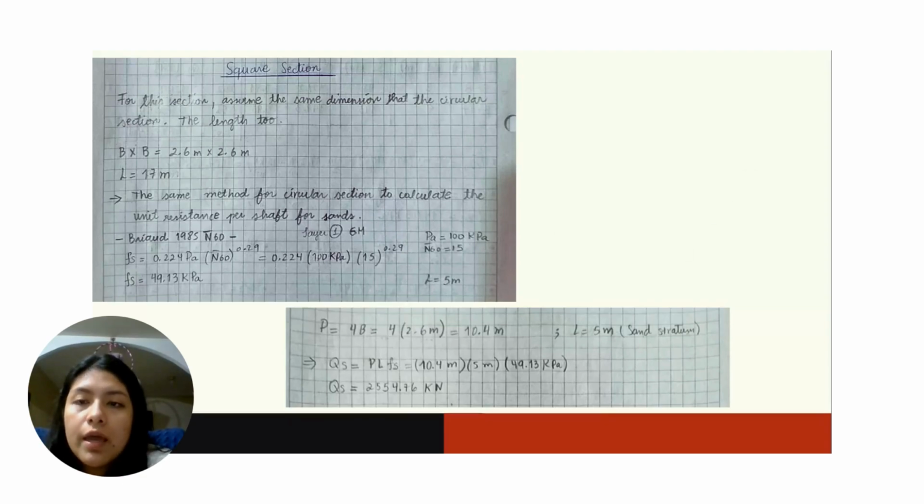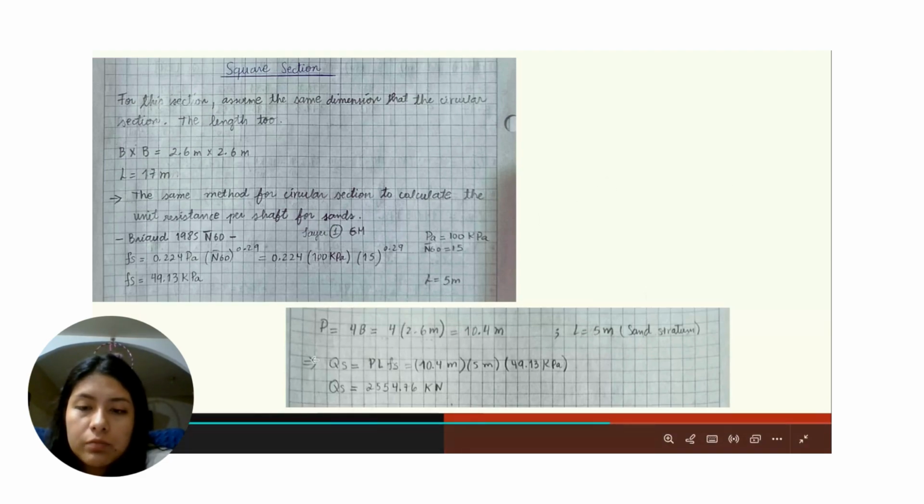For the square section, assume the same dimension as the circular section and the length too. The section is B by B equal to 2.6 by 2.6. The length is the same, 17 meters, and the same method as for the circular section to calculate the unit resistance per shaft. That is the Bryan method, and the result is 49.13 kilopascals, and the load per shaft is 205,054.76 kilonewtons.